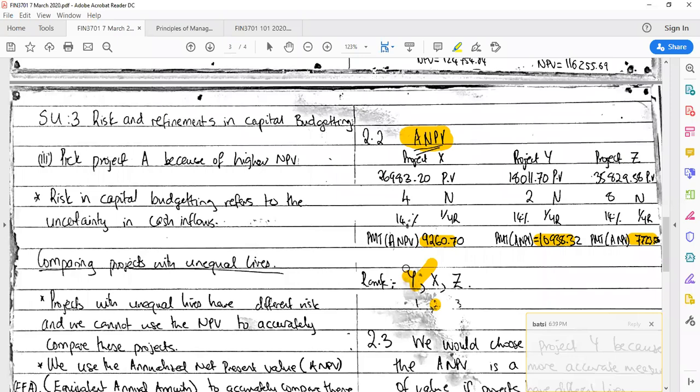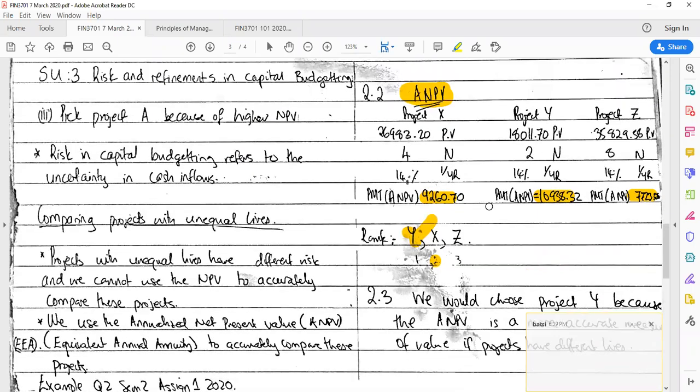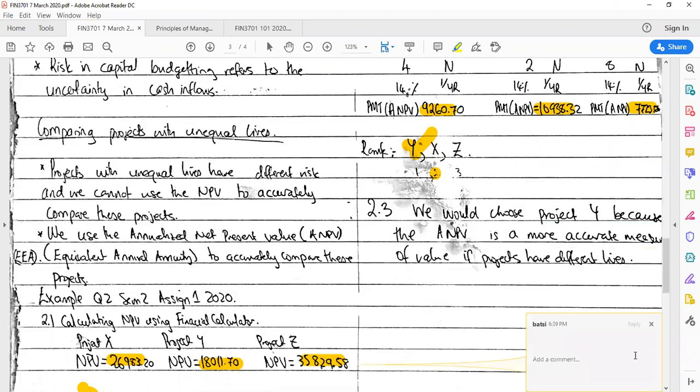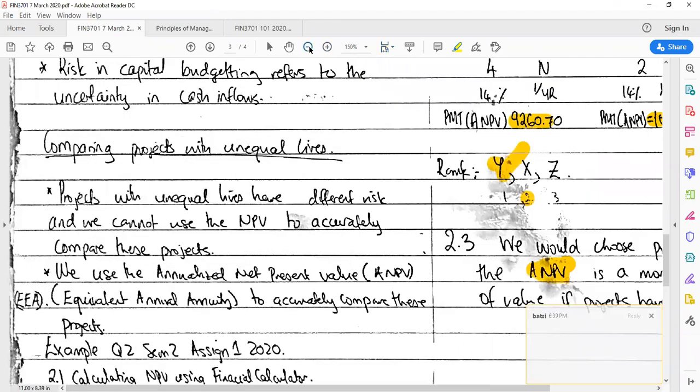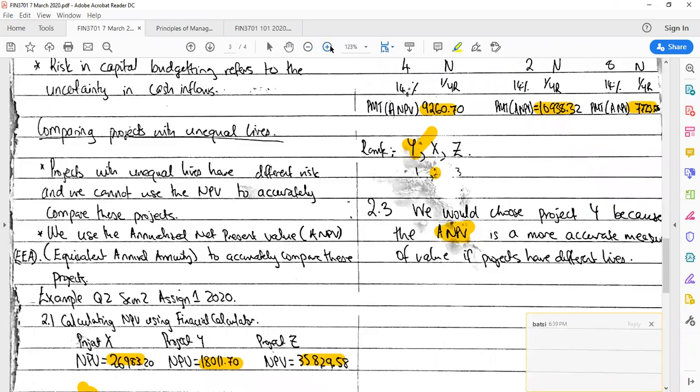So we would pick Project Y. So when projects have unequal lives, we should choose our project based on the annualized net present value. It's more accurate compared to the NPV. The NPV is not an accurate measure when your projects have unequal lives. So when we're dealing with projects with unequal lives, we should use the annualized net present value.